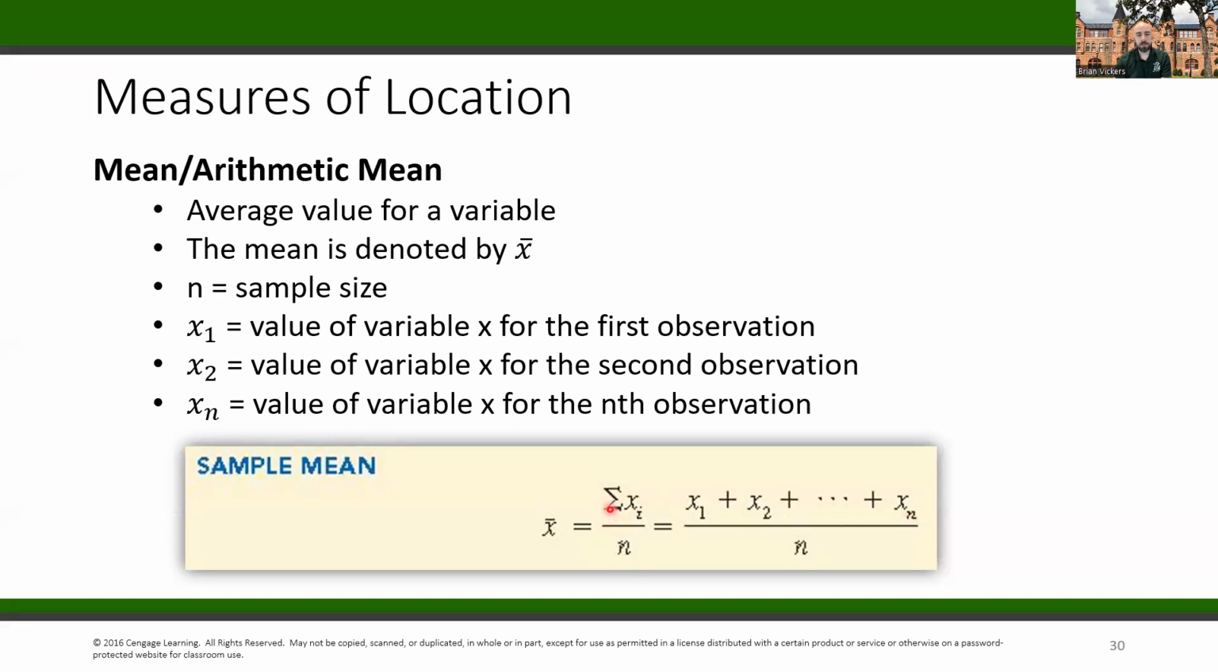So if you see this, it means sum all of your variables together. The i means just keep going to the end. Whatever that number of observations was, you divide by that number. So that's how you would interpret this. Add them all up, and then divide by however many there were that you added together.